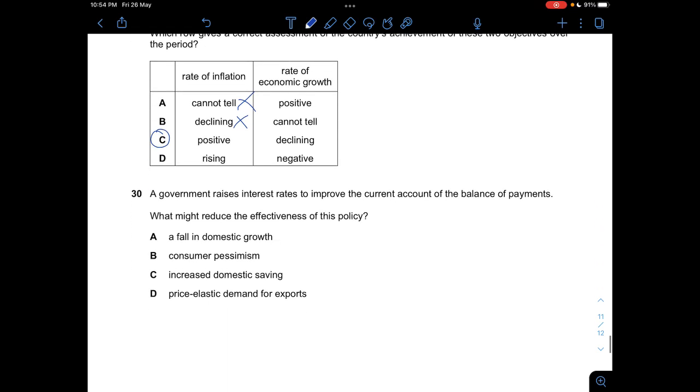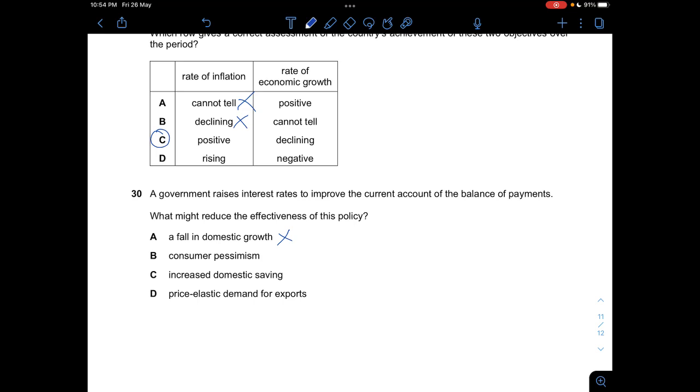A government raises interest rates to improve the current account of the balance of payments, and what might reduce the effectiveness of this policy? So A, it says a fall in domestic growth, which is not correct because you raise interest rates to reduce your outflow of money. You want to increase your inflow of money, so now less money will go out. So a fall in domestic growth will not reduce the effectiveness.